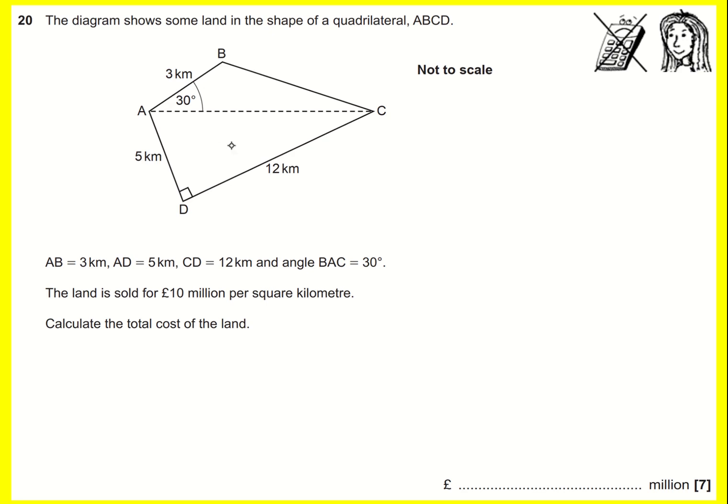We've got two triangles here, and we're interested in finding the area of the land because the land is sold for £10 million per square kilometre. So if we can work out how many square kilometres there are, we're sorted. Let's deal with the triangles separately.